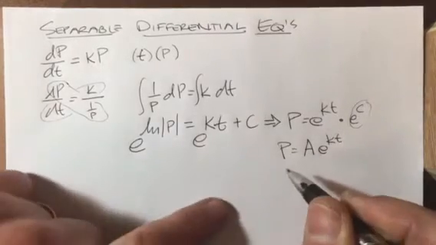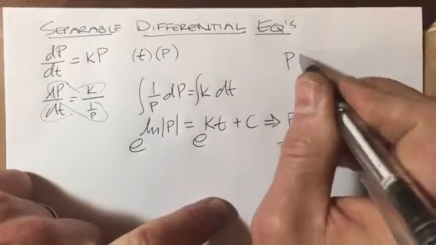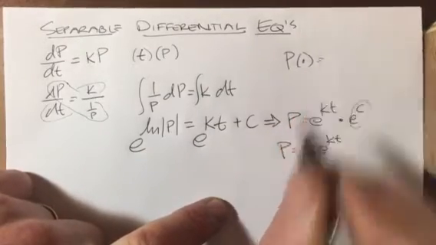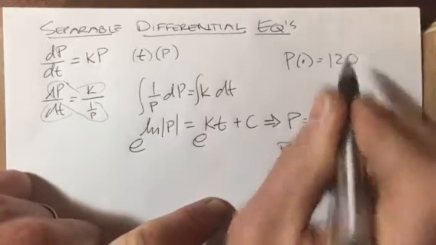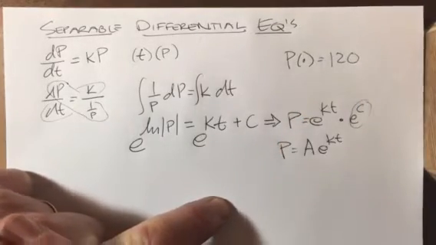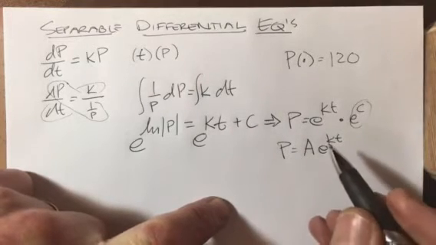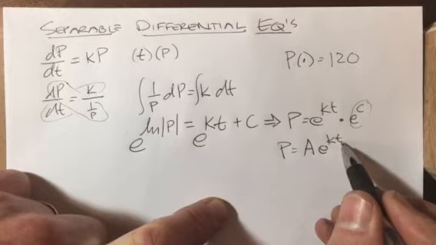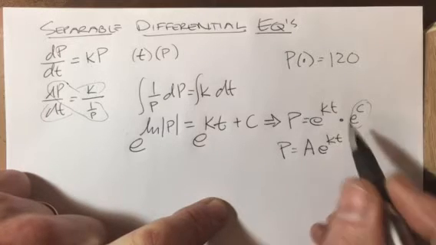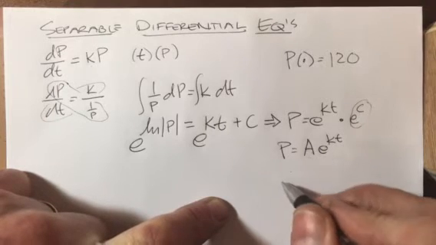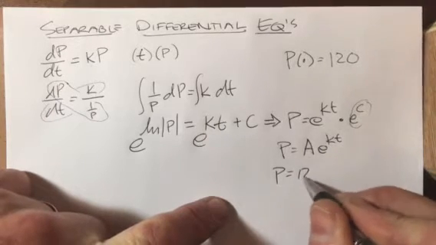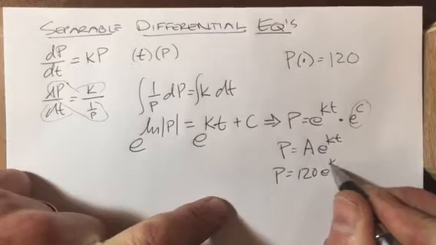Okay? So if we had some initial condition, suppose p at the starting of recording the population would be, I don't know, 120 units of bacteria or something that's growing, and we can make the assumption that it's growing continuously. Well then, if we plug in 0 here, and we know it's equal to 120, clearly a here is 120. So now we have a model for this population growing, 120 e to the kt.